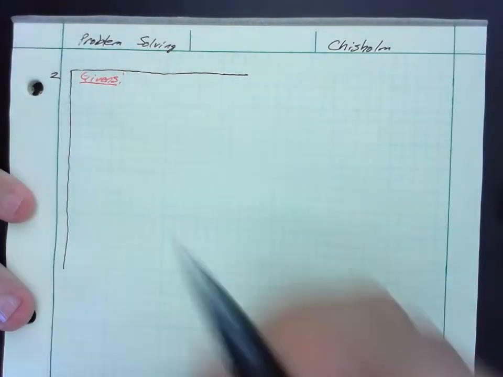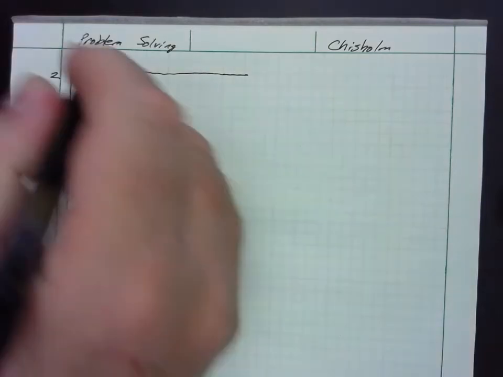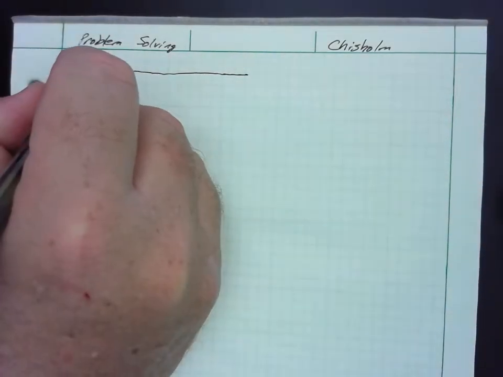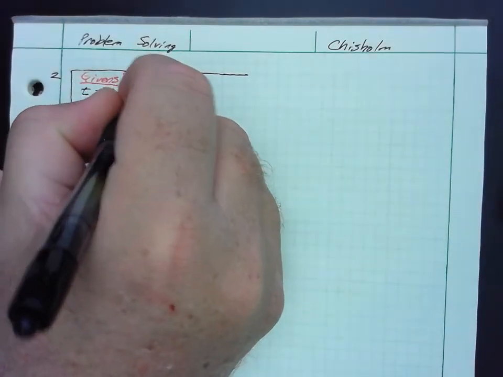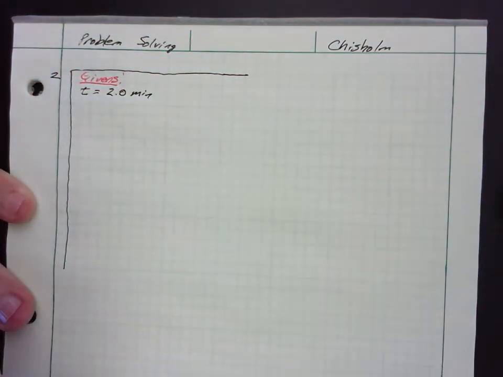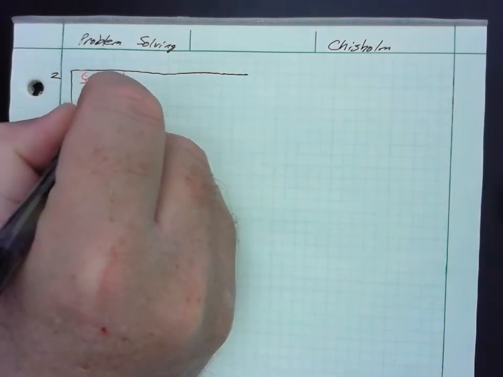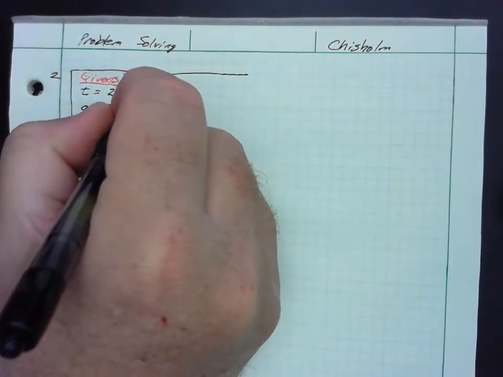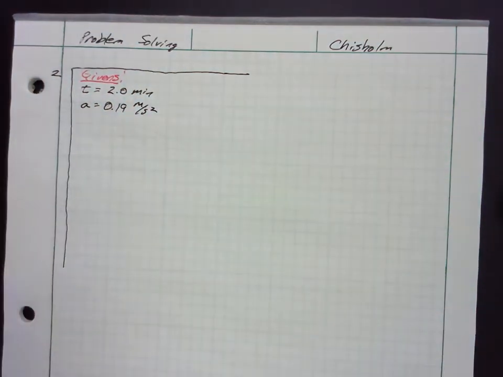So the first one right here, as I read through this, was 2 minutes. So this is a time, okay? So T equals 2.0 minutes, M-I-N. Okay. And then the second number on here was 0.19, and that was an acceleration, 0.19 meters per second squared. Now, we haven't gotten to acceleration yet, but this is about solving problems. This isn't about the problem itself. You might see it again later.